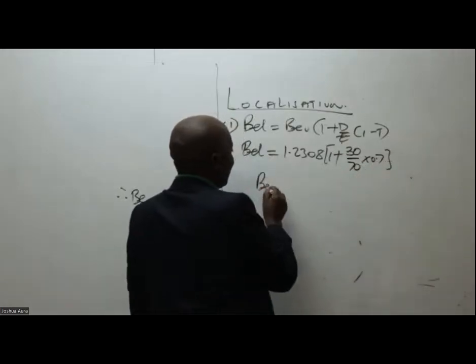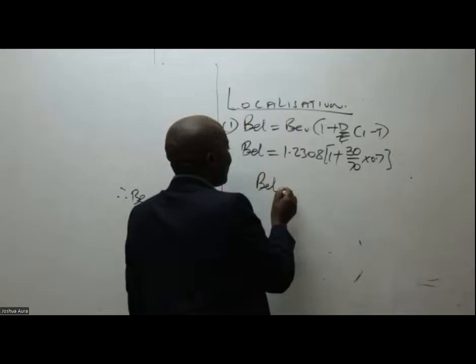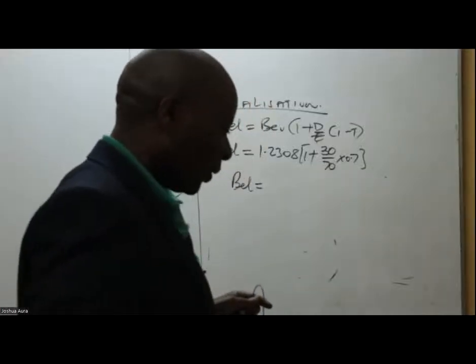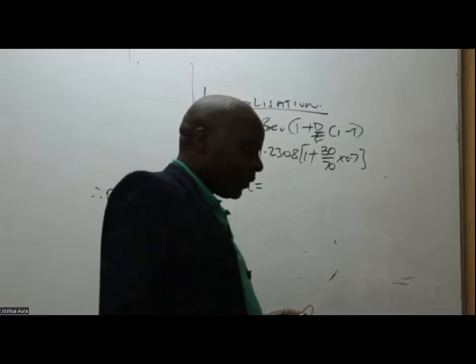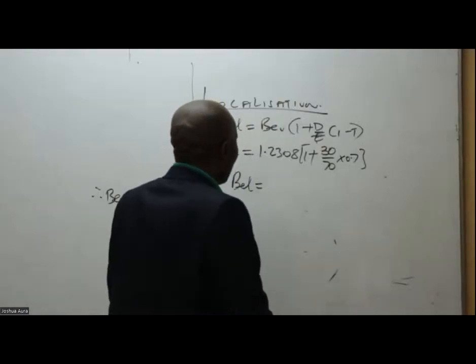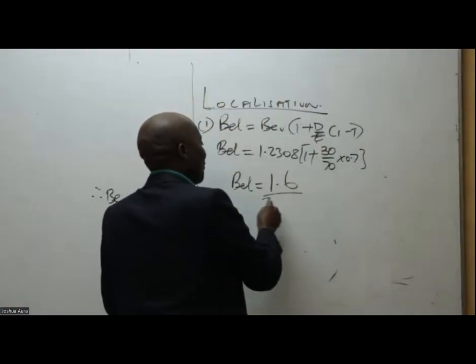Your BEL answer will be very similar to the other one we got above. What are we able to see? So what does BEL come to at the end of the day? It is 1.6, and I hope this 1.6 is quite familiar to you.